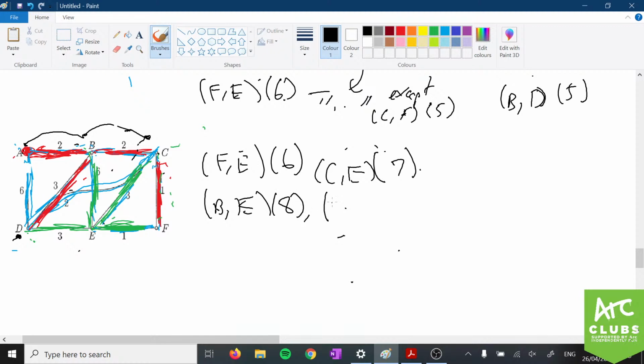And another one, DE. I think that's the final one. DE would be 2 plus 3 plus 3, so 8 as well. And out of these, we choose the smallest one, which is FE.